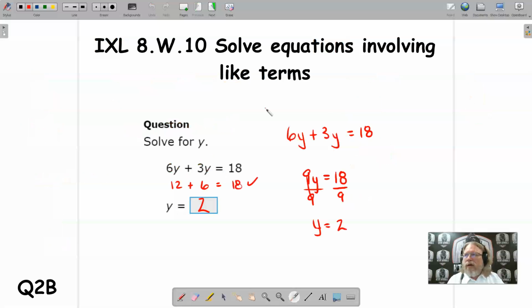So those are all my examples for IXL 8.W.10, solve equations involving like terms. Good luck on your activity.